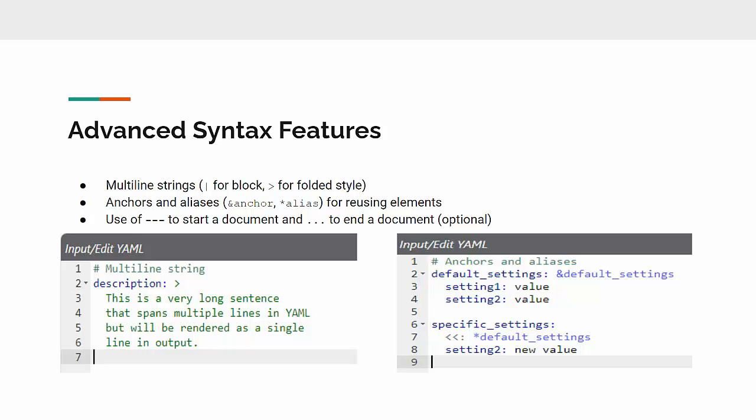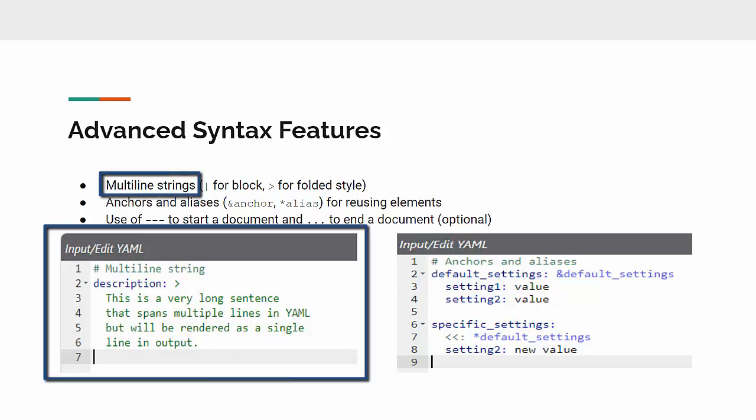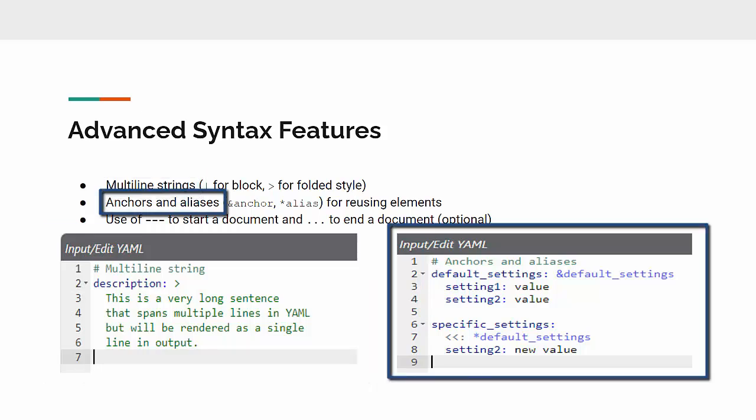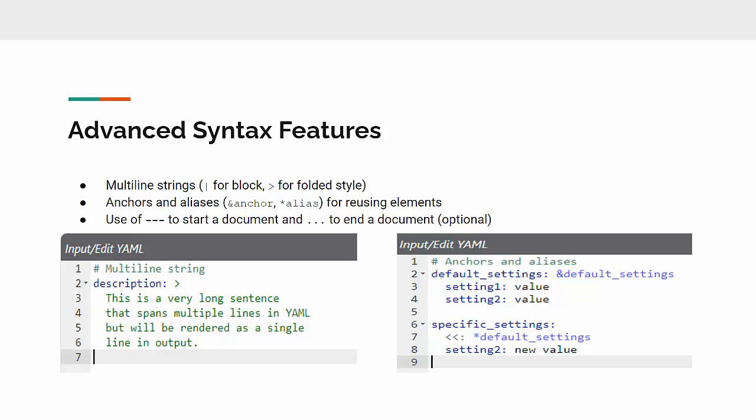These are the tools that will allow us to write more efficient and reusable code in our Ansible playbooks. YAML also offers advanced features for more complex scenarios. Multi-line strings can be neatly formatted using the greater than sign, while anchors and aliases allow us to reuse configurations and maintain consistency across our documents. These features demonstrate YAML's power in reducing redundancy and simplifying configurations.